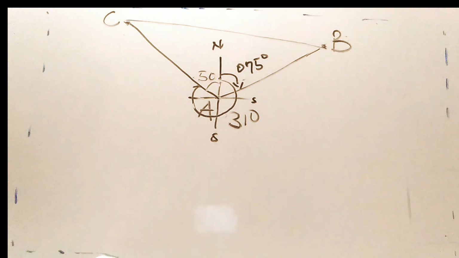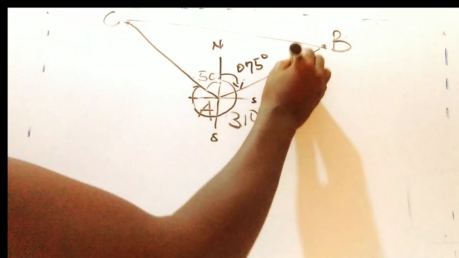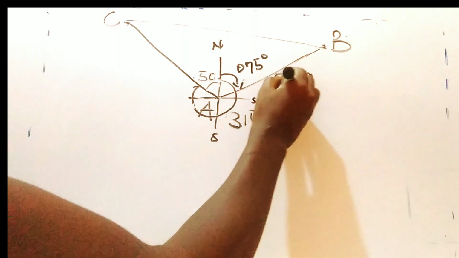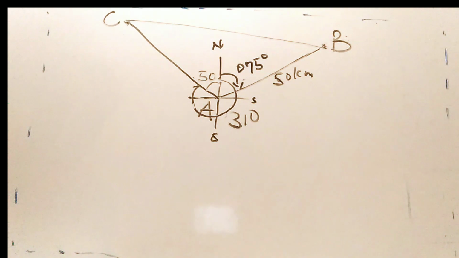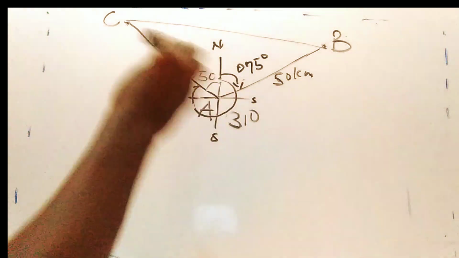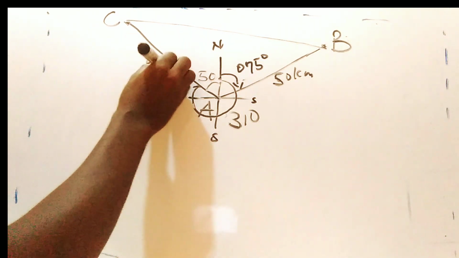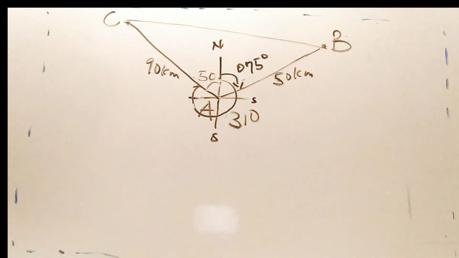Now let's go back to the question again. Let's put every other dimension mentioned. They said that AB is 50 kilometer. So here is 50 kilometer. And then we're also given AC as 90. So here is 90 kilometer. Okay. So I think these are the dimensions.